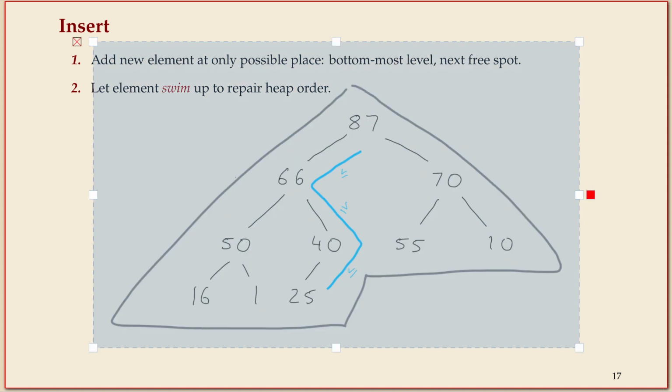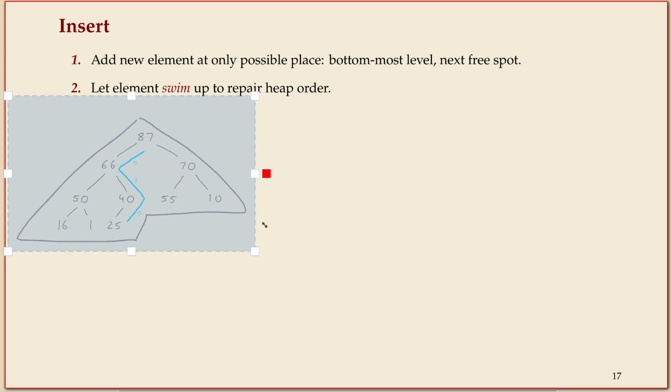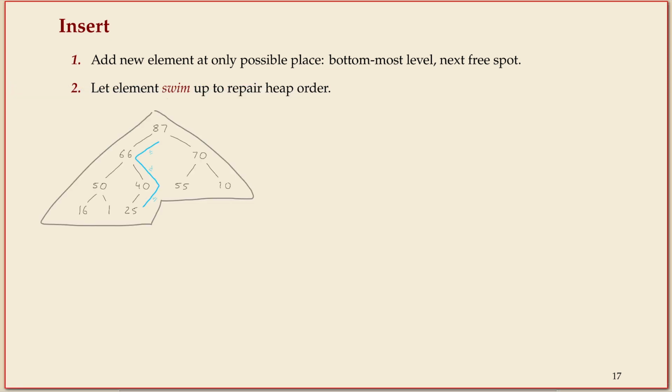For insert, let's just look at our example and do one. If I want to insert a new element in the heap, let's say we insert 68. Because of the shape constraint for the heap, there's really only one place in the heap where it can go, and that's here as the next leaf, as the child of 40. There's no other option, and that's what makes it easy.